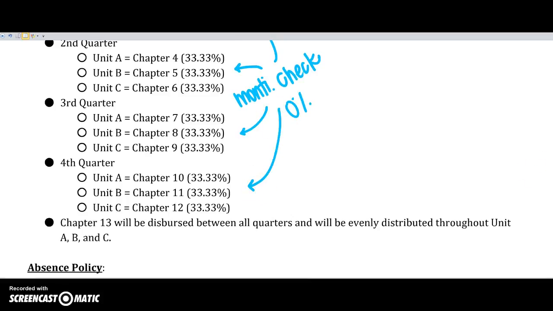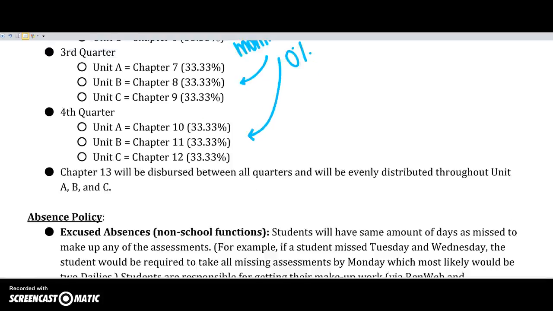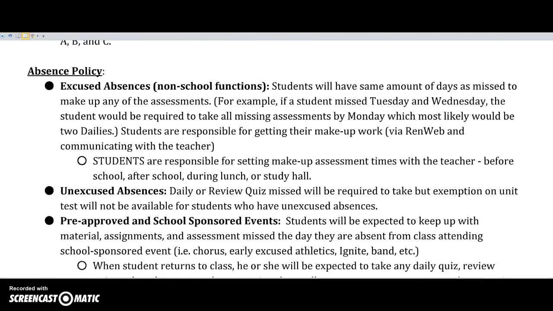We do have a Chapter 13, and it's actually over probability. So we, in geometry, really like to go over that, but we don't have a specific area that it fits into. So it will actually be dispersed over all the quarters and evenly distributed into Unit A, B, and C. So just wanted to make you aware of that, just in case you see some Chapter 13 show up in Unit 4 or Unit 5 or maybe even Unit 3.